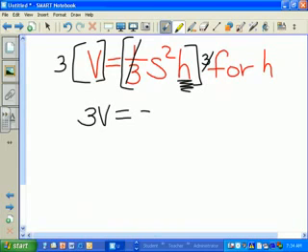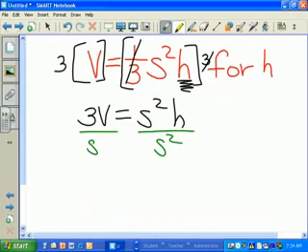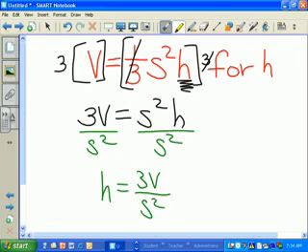So that'll be 3V equals S squared H. And now what's standing in the way of the H being alone? The S squared. They're being multiplied together. How do we get rid of multiplication? With division. So we're going to divide each side by S squared. So H is then going to be 3V over S squared.